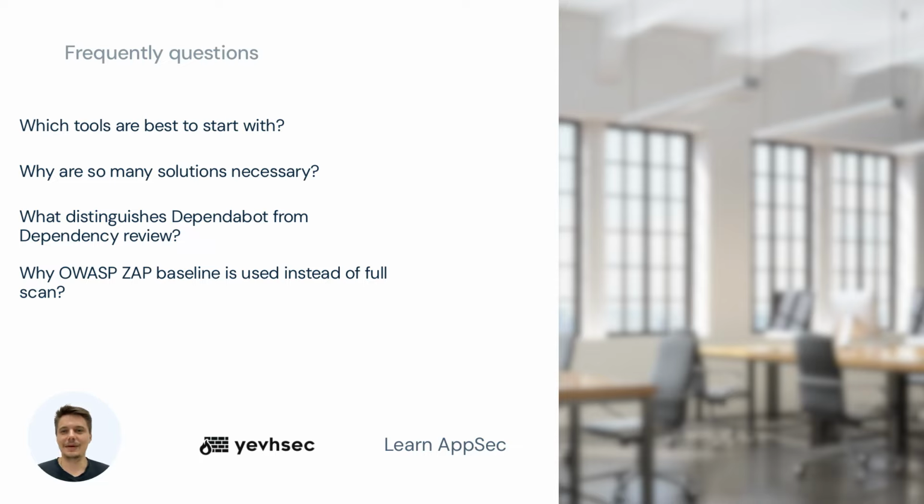What distinguishes Dependabot from dependency review? Dependabot provides alerts and updates for vulnerable dependencies, while dependency review prevents introducing new high-risk dependencies on the PR. Why is OWASP Zap Baseline used instead of a full scan? OWASP Zap Baseline has a limited crawl that makes it suitable for the pipeline. Crawl in the full scan may take quite a long time depending on the configuration.